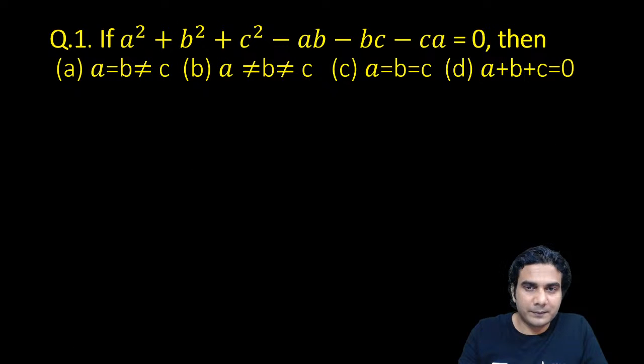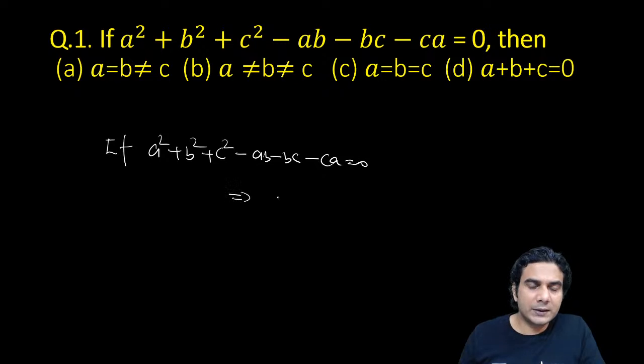Now let's have some problems based on this. The first problem is very obvious, right? It is given that a square plus b square plus c square minus ab minus bc minus ca is equal to 0, then what is the answer? You already know the answer, right? If a square plus b square plus c square minus ab minus bc minus ca is equal to 0, then this means a is equal to b is equal to c. Otherwise, this is not possible. So a is equal to b is equal to c is the answer.